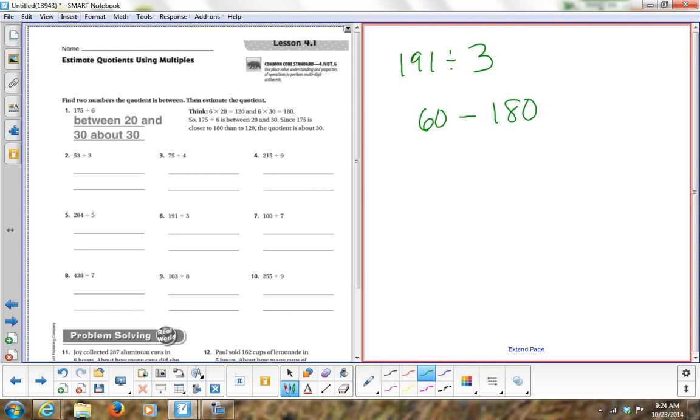That's a low number, so we need a higher number. Heather. Well, 6 times 3 is 180, so that's low. So let's just jump up one step.